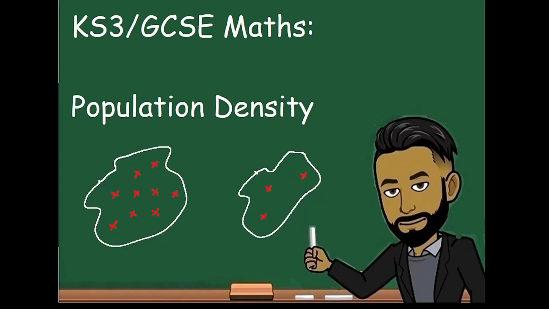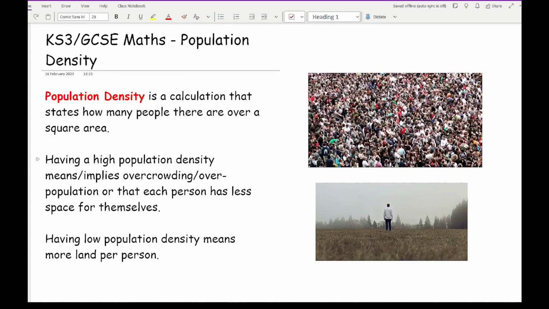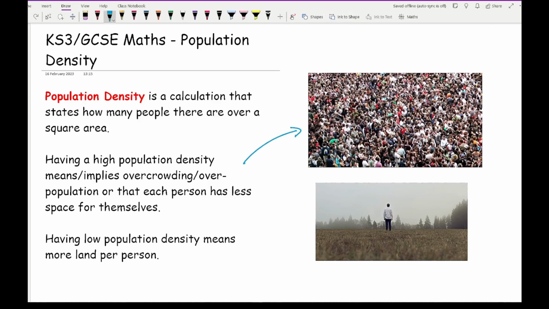So welcome to this latest video on 162 Maths, and in this video we're going over the topic of population density. Now, population density is a calculation that states how many people there are over a square area. Having a high population density implies overcrowding or overpopulation, or that each person has less space for themselves, as you can see from this crazy crowd here.